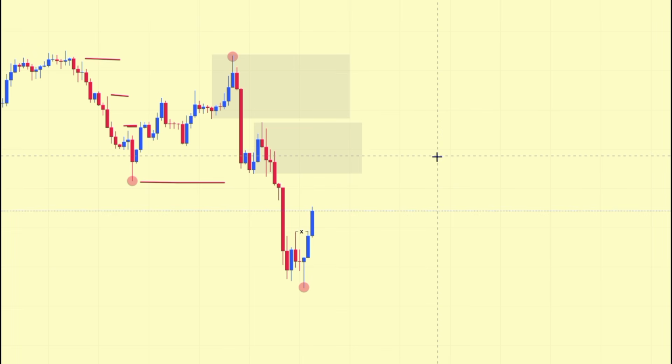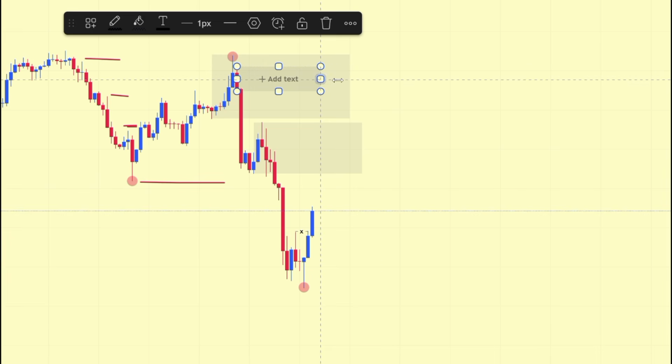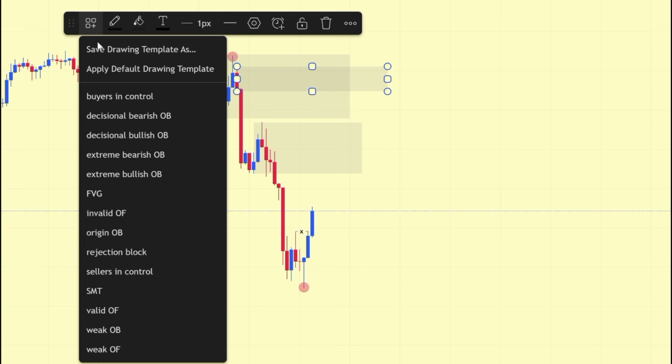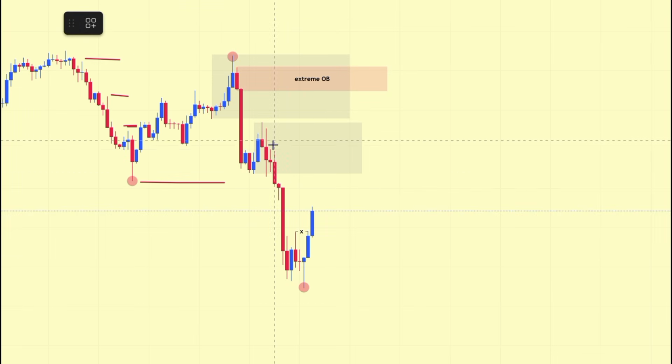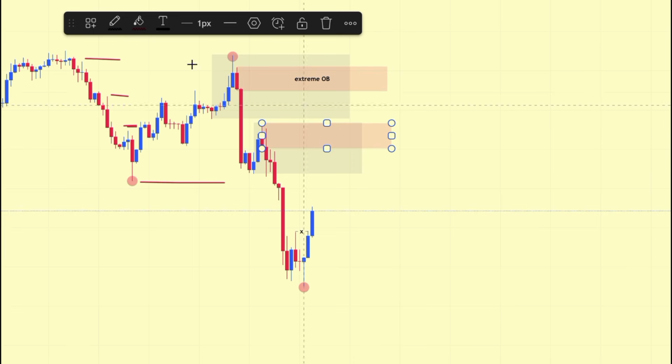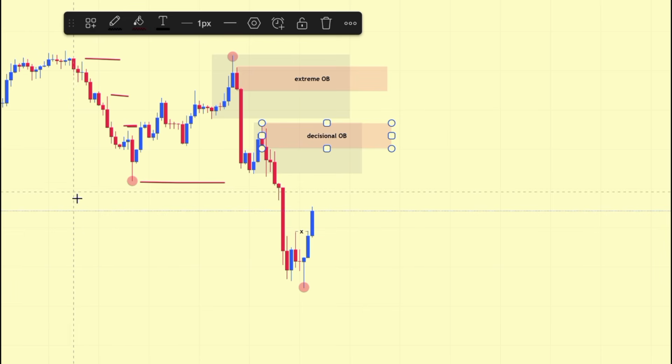So in this case, this here is a very simple trading range. The order flows and the order blocks are clearly seen, as we can clearly see that this one here is our extreme order block in that case, because the extreme order block needs to be located inside our extreme order flow. So that makes our extreme bearish order block, and of course this one here makes the decisional order block exactly right there. So this one here is the decisional bearish order block.